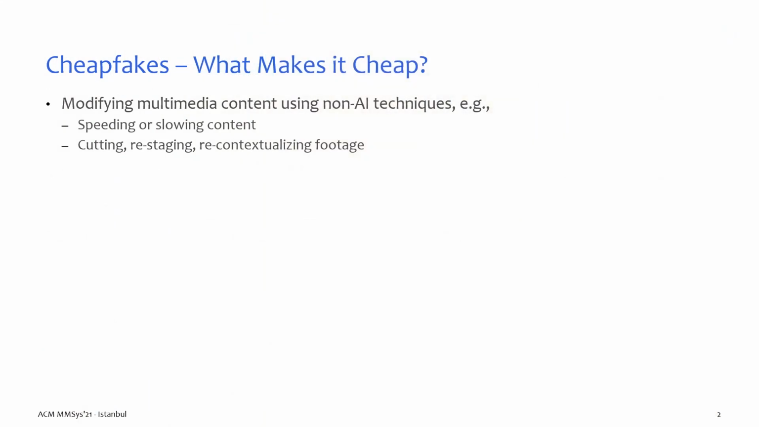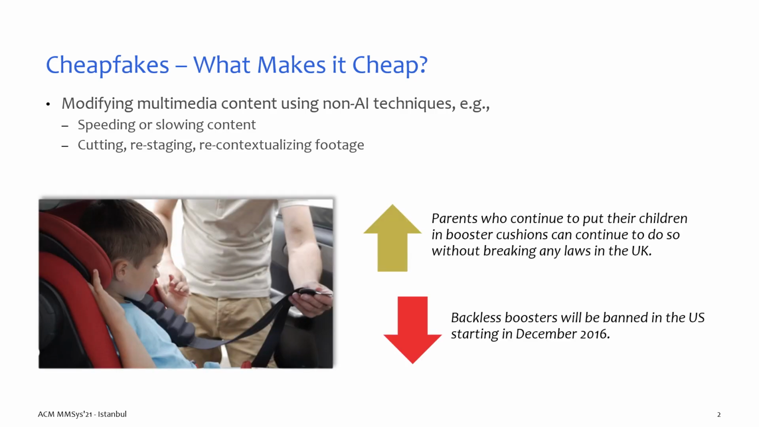What do we mean by cheap when we are talking about cheap fakes? Cheap fake is altered multimedia content to deceive the audience without using advanced AI techniques, which would normally require more hardware resources and thus would make them expensive. Cheap fakes can be generated simply by speeding or slowing down content, or cutting, restaging, or recontextualizing footage. Here we can see an example of such alteration.